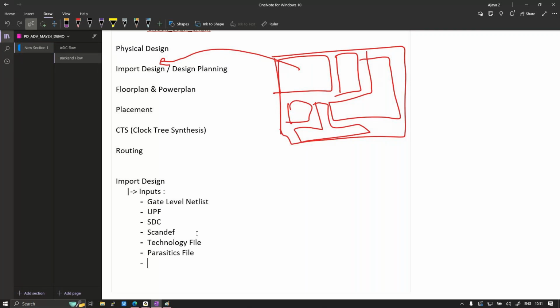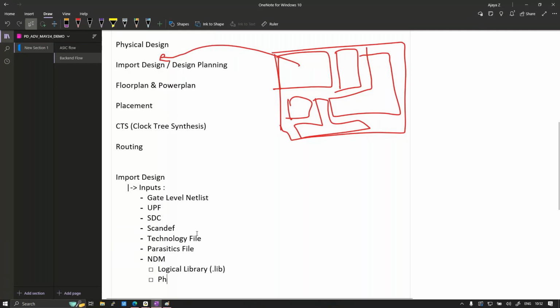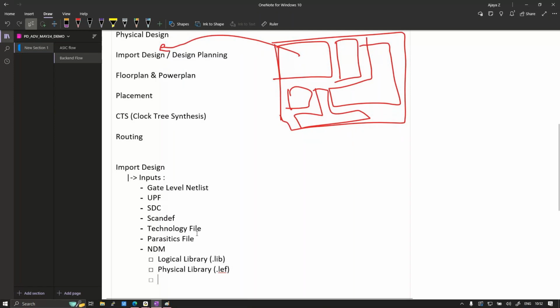So I need two types of files. I'll just merge them into one file called NDM, new data model. That is the latest version. In the latest versions, it will support new data model, which will be having logical library, that is your .lib, and physical library, that is your .lef. Okay, logical library and physical library.